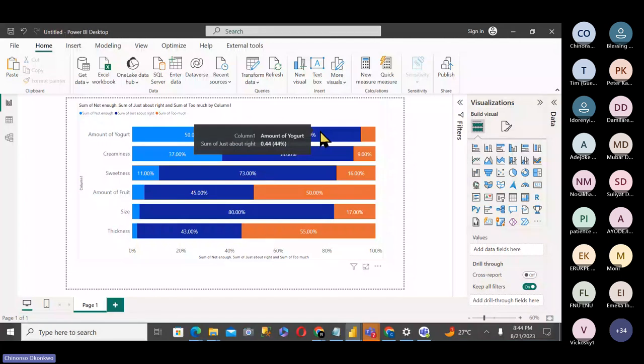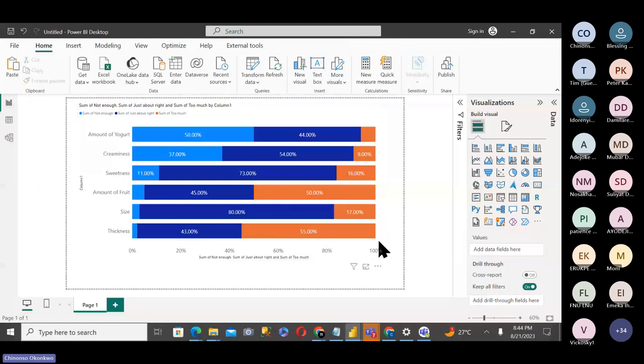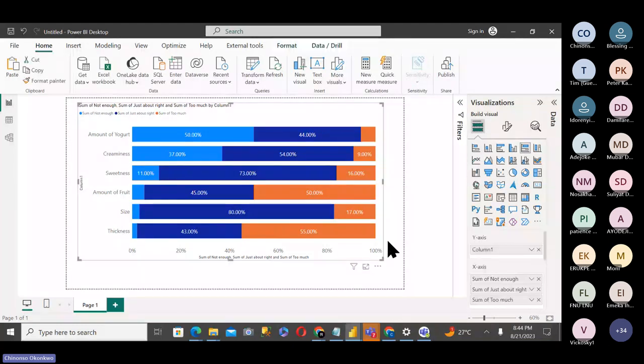Not enough. So which metric is not enough? The amount of yogurt. About half, 50%, is saying the amount of yogurt is not enough. I think that is something that is a, should I call it, do or die? That's something quite important. So what I'm looking at majorly is the not enough and the too much. Just about right does not really matter to me because you're saying it's good. So sum of too much is what I'm looking at also.